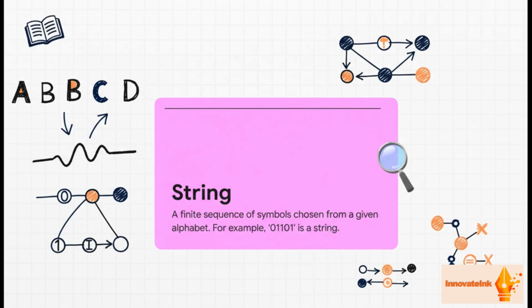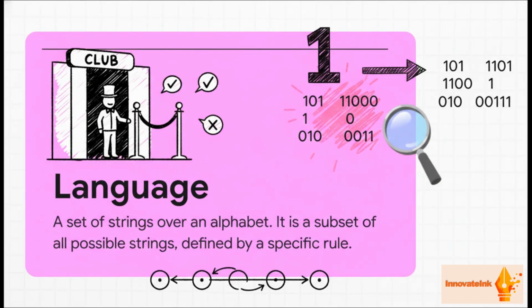Now, once you have your alphabet, you can start putting those symbols together in a row, and what you get is a string. It's just like using letters to make a word. 01101 is a string made from our binary alphabet. It's really that simple. And that brings us to language.